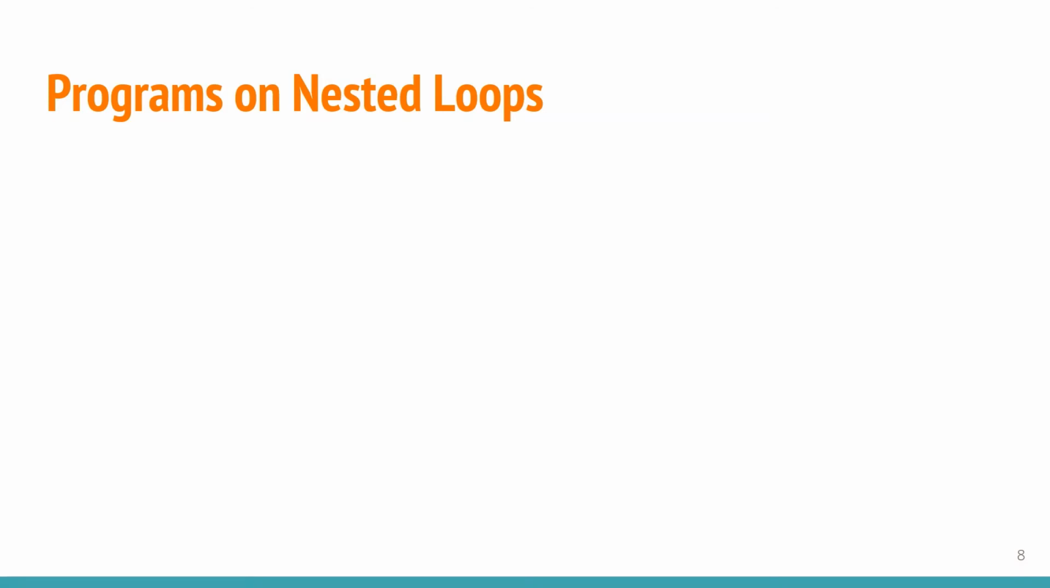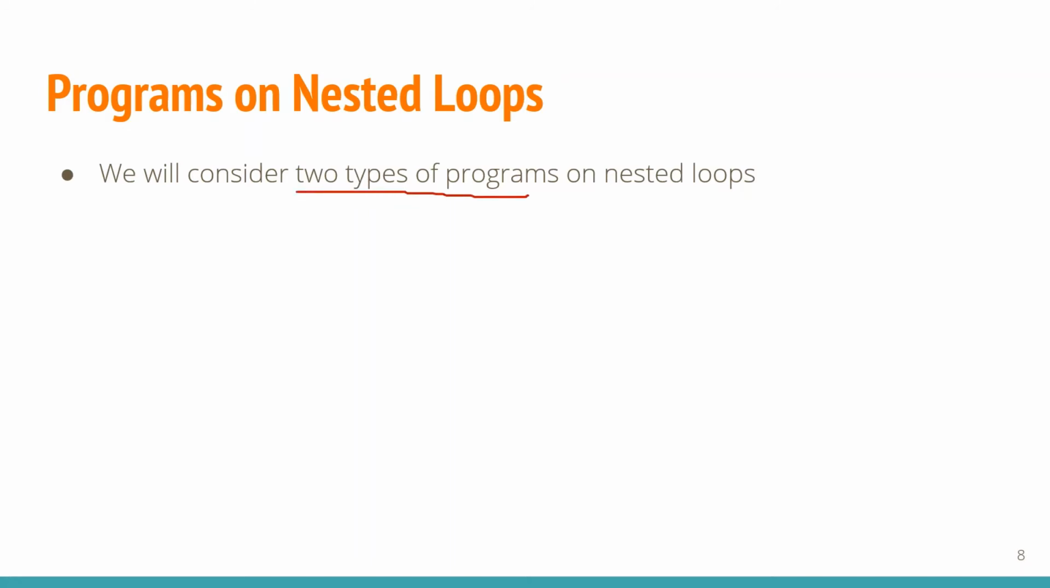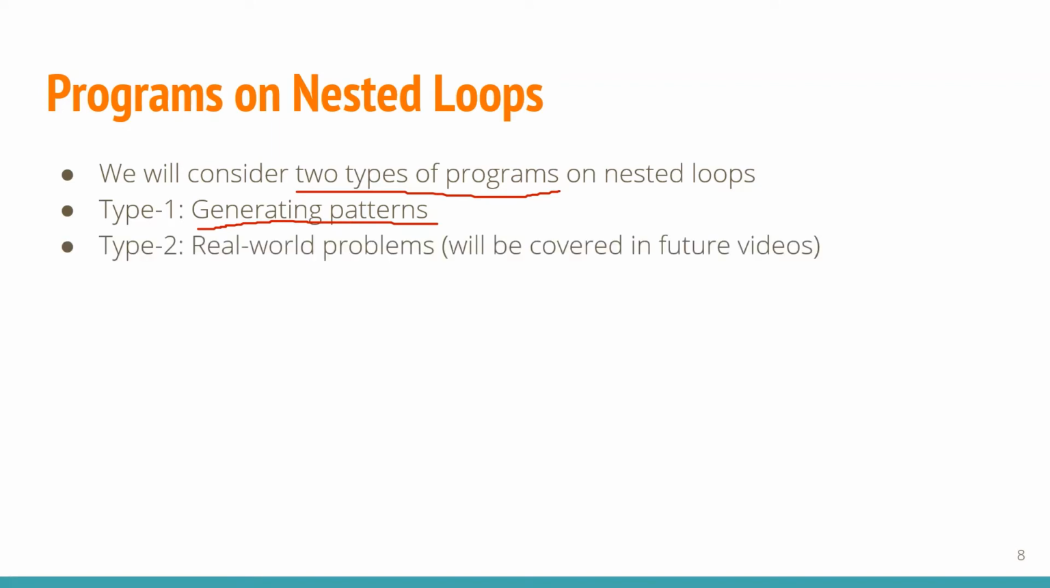Next, we will discuss a few programs on nested loops. With respect to nested loops, we will consider two types of programs. The first type of programs will be of pattern generation in nature. The second type will be real world problems. This will be covered in the next video. So in this video, we will only stick to generating patterns, and real world problems will be covered in the next or future videos.